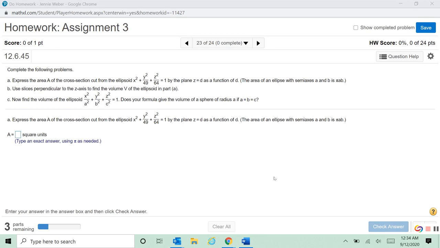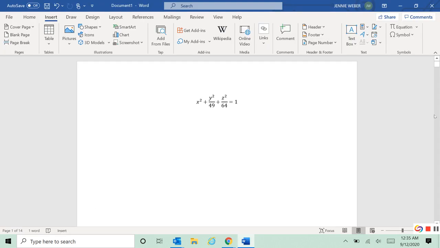Area, the cross-section cut from the ellipsoid x squared plus y squared over 49 plus z squared over 64 equals 1, and the plane z equals d as a function of d. So in other words, we're just replacing z with d because we're doing it there. And then it's saying that an ellipse, since we're only in 2 dimensions, we're now an ellipse with semi-axes a and b has an area of pi ab.